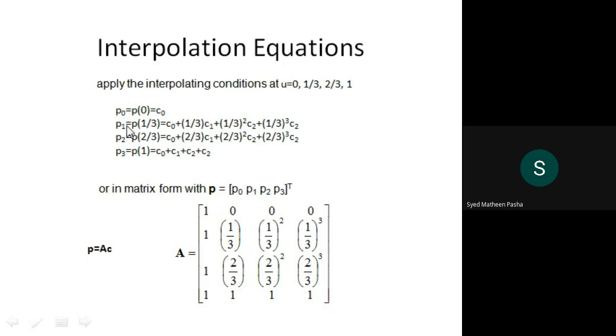First, you will calculate the points, and then with the help of these points, a curve is drawn onto the surface. Then how to represent this in the form of matrices? You just take the transpose of all the points P0, P1, P2, and P3, and put it in the form of a matrix here. Okay, so this is how interpolation equations are calculated.